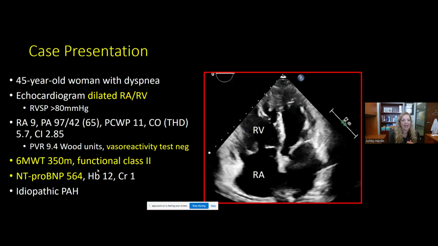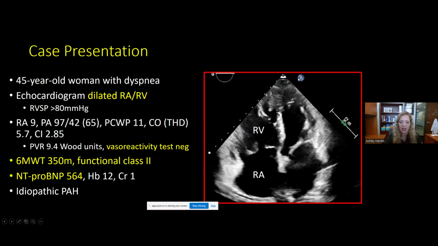Okay, so moving on to a case. Now that we know a little bit about vasoreactivity testing, we can interpret the data I'm going to present here. We're going to take this case and keep it in mind as we go through the next several slides. We have a 45-year-old woman who presents with dyspnea.